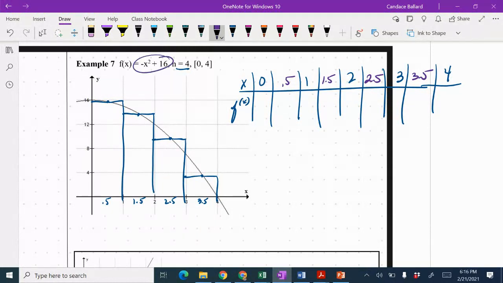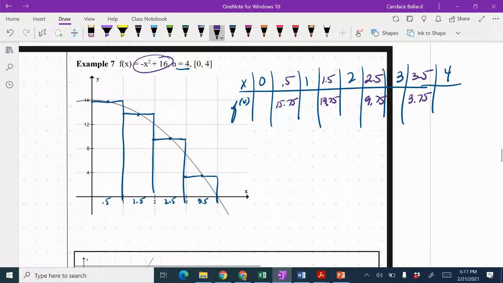And again, I used my calculator. So when I put 0.5 in, I got 15.75. When I put 1.5 in, I got 13.75. When I put 2.5 in, I got 9.75. And when I put 3.5 in, I got 3.75.